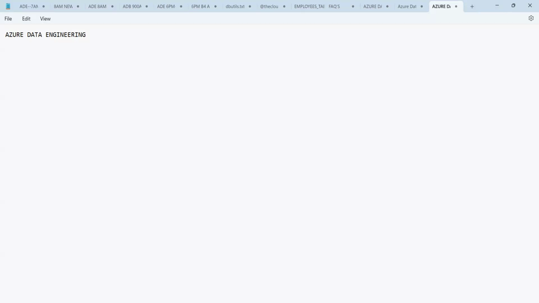So what is Azure Data Engineering? Azure Data Engineering is a bunch of cloud services, where Azure is the name used by Microsoft to market their cloud services.